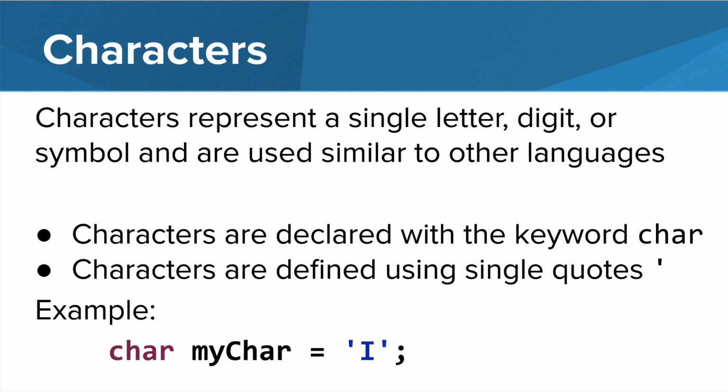A character is a single letter, digit, or symbol. When declaring a character, you use the char keyword, and notice that the character is enclosed in single quotation marks. If you don't use single quotations or include more than one symbol, C++ will throw an error.